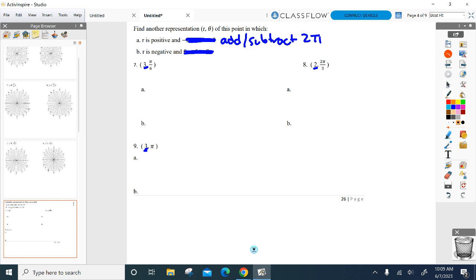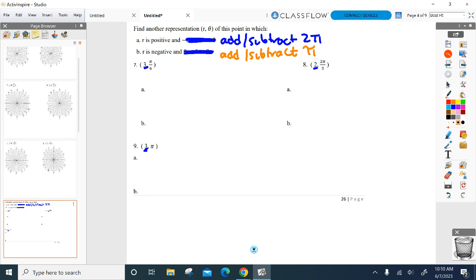What if you want to change the sign on the R value? It's not going to be 2 pi anymore. It's going to be add or subtract pi. 180, right? If you change the R value, you need to add or subtract 180, which in this case would be pi. If you have problems doing that because of the different denominators, let me know. So you're going to add or subtract pi.